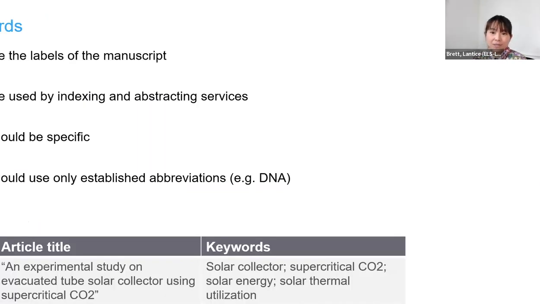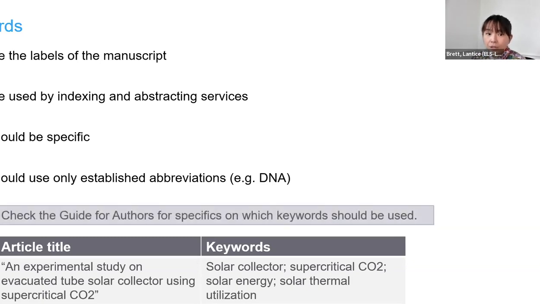Now let's look at the keywords. Keywords are labels and tags for your manuscript and are often used by indexing and abstracting services. Avoid words that have multiple meanings. Keywords should be specific to give someone a very quick idea about the content of your paper, and only use abbreviations that are well established, such as DNA. Check the guide for authors for specifics on what kind of keywords and how many keywords should be used for your target journal.